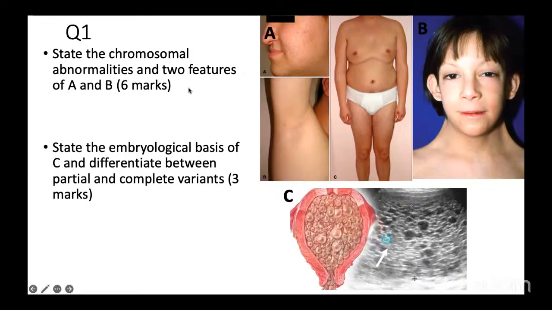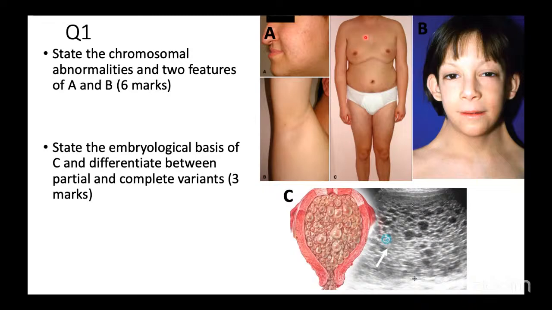All right, so let's look at the answer for number one. State the chromosomal abnormality in A and B. So these are chromosomal abnormalities that we're looking at here. I hope you're able to identify that. The first one here labeled A, you can see certain features that tell you this person has features of both a male and a female. So this one is characteristic of what we call Klinefelter syndrome.